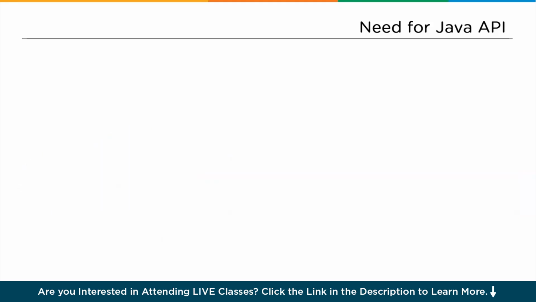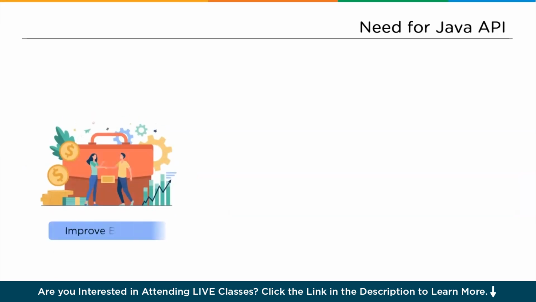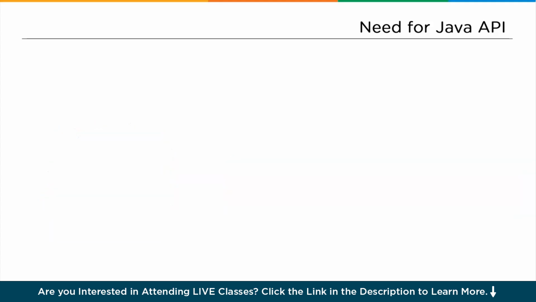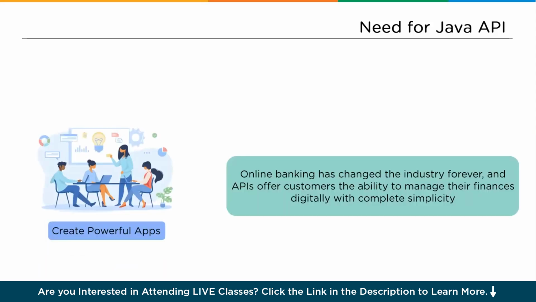Followed by this, the next important requirement is to improvise the business. Introducing APIs to the public leads many companies to release private data to generate new ideas, fix existing bugs, and receive new ways to improvise operations. The Twitter developer account is an example of an API that gives programmers private API keys to access Twitter data and develop applications. Followed by that, we have the third one, which is to create powerful applications.